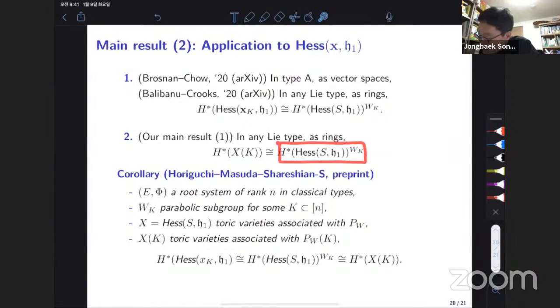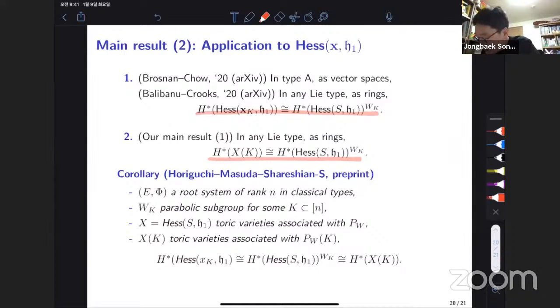So our main result is exactly this one. The toric variety corresponding to this partitioned weight polytope is isomorphic to the parabolic subgroup ring of invariants on this cohomology. If we combine these two isomorphisms, we finally have that the cohomology of the regular Hessenberg variety is isomorphic to the ring of invariants, and this has a presentation in terms of the toric orbifold.